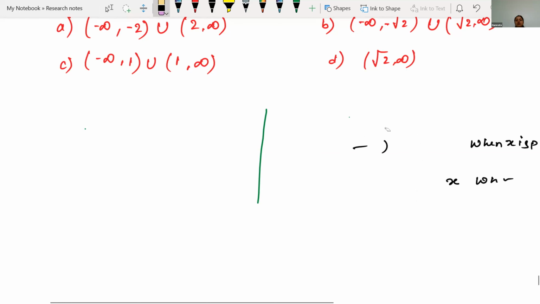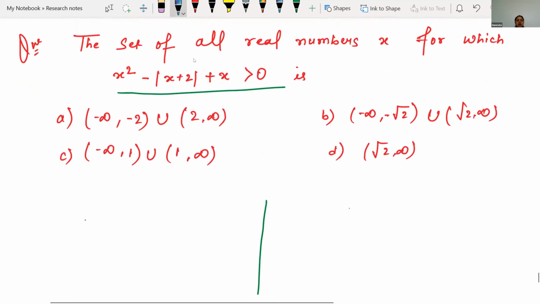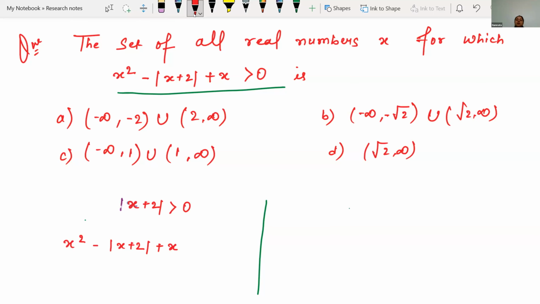That's the meaning of the modulus function. So here, since x is there, obviously two cases can be there. What are those two cases? Case 1: mod of x plus 2 is greater than 0. If it is greater than 0, then the same result will come out. So our equation x square minus mod of x plus 2 plus x will become x square minus x plus 2 plus x. No need to change the sign when the modulus value is greater than 0. Is it clear?